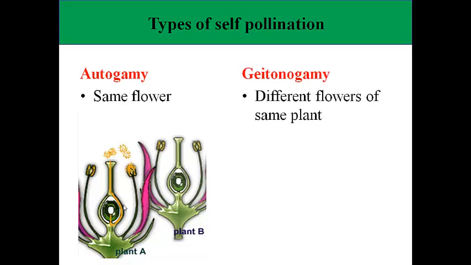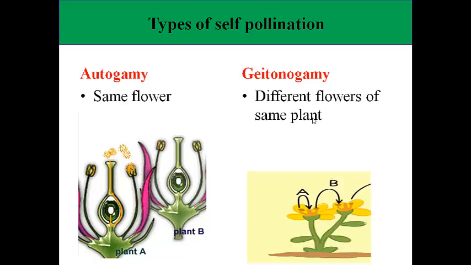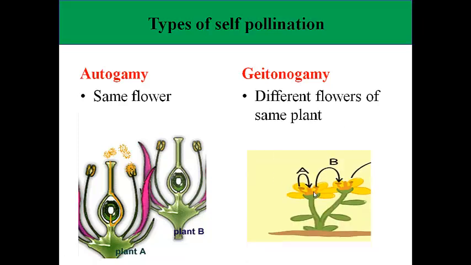Geitonogamy. What is it? It is between different flowers of the same plant. These two flowers are different, but they belong to the same plant. So this is the transferring of pollen grain from anther to the stigma of different flowers but of the same plant. This is known as geitonogamy.